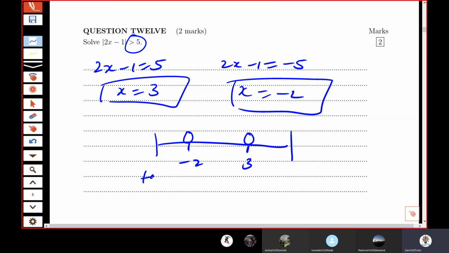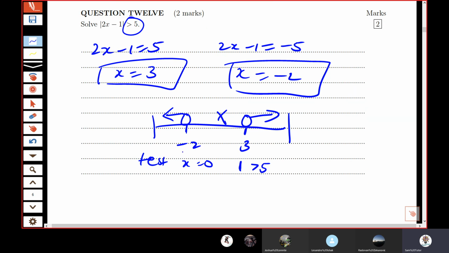Then we test x equals 0. Back into the original. 2 times 0 is 0, take away 1 is 1, because it's absolute value. Is 1 bigger than 5? You would say no. So therefore they are running away. You're still only at 1 mark. The answer is x less than negative 2, x bigger than 3.